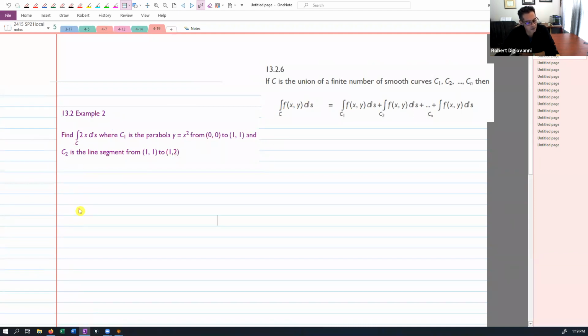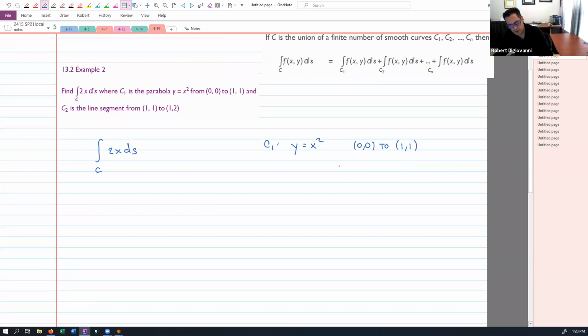So find the line integral over the path C of 2x with respect to arc length, where C1 is this parabola. So C1 is y equals x squared, and it's going from the point 0, 0 to the point 1, 1. Let's draw that first. So it's this parabola, and it's going from 0, 0 up to 1, 1.